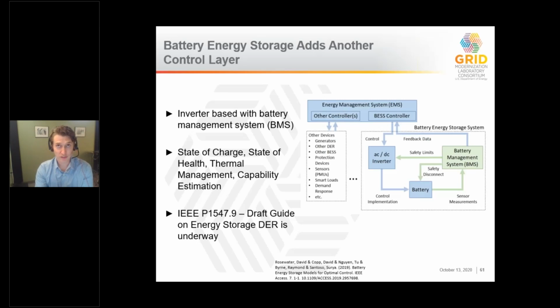And also wanted to point out that there's a draft IEEE standard P1547.9 that is providing guidance, or will provide guidance when it's complete, on energy storage interconnections and the specifics of energy storage compared to all other DER. So that may be available sometime mid to late next year. Next slide, please.